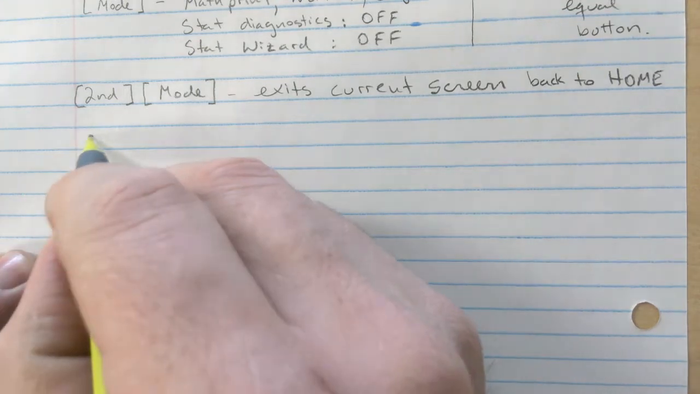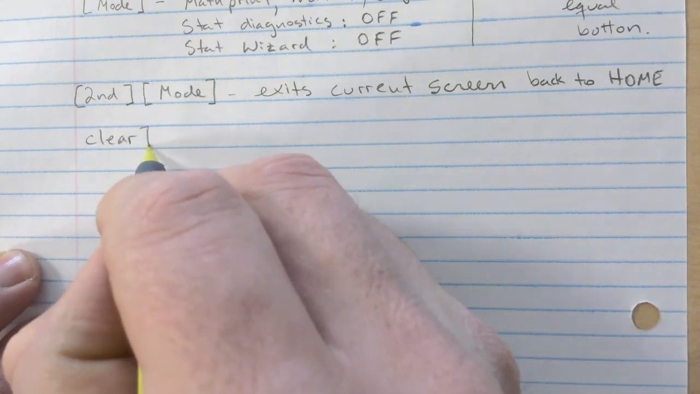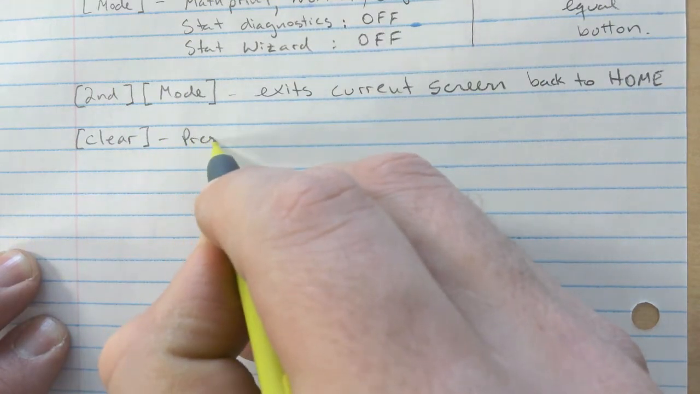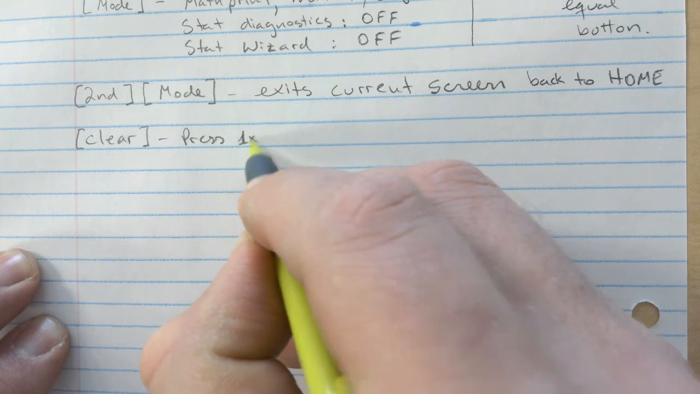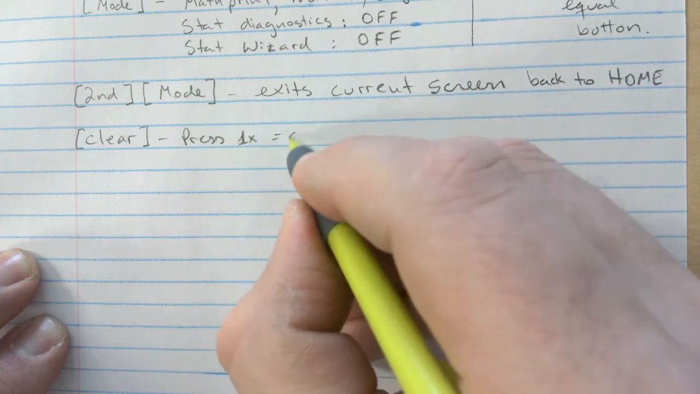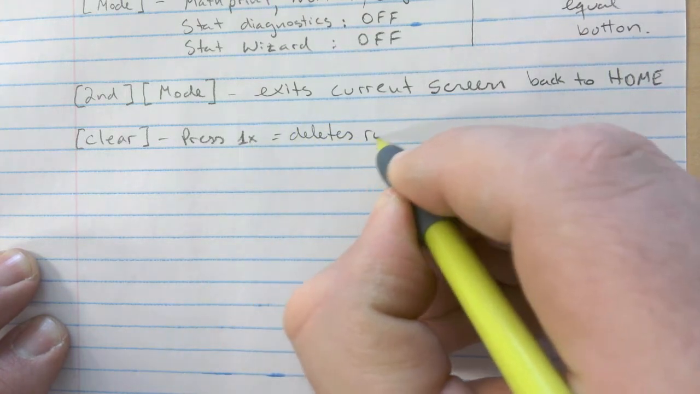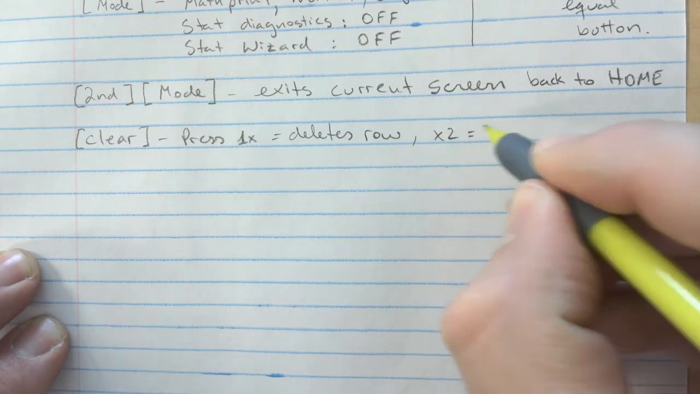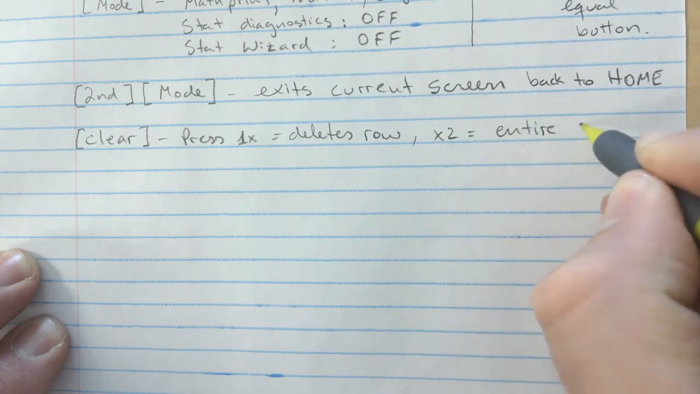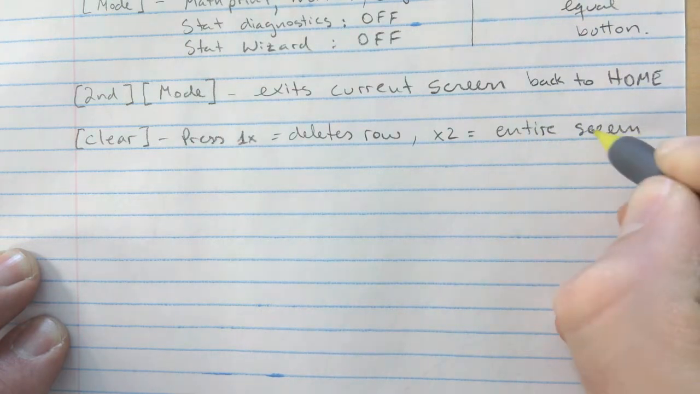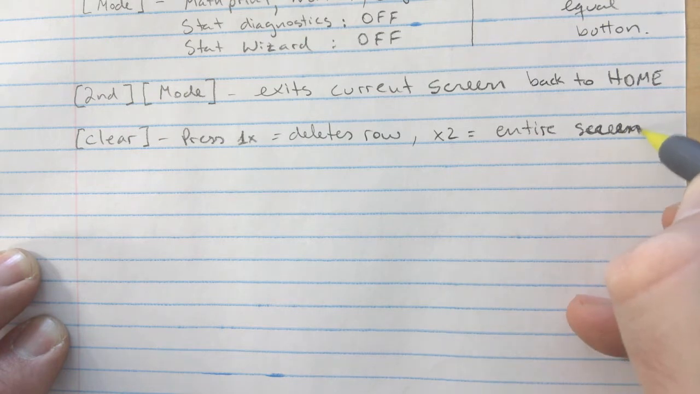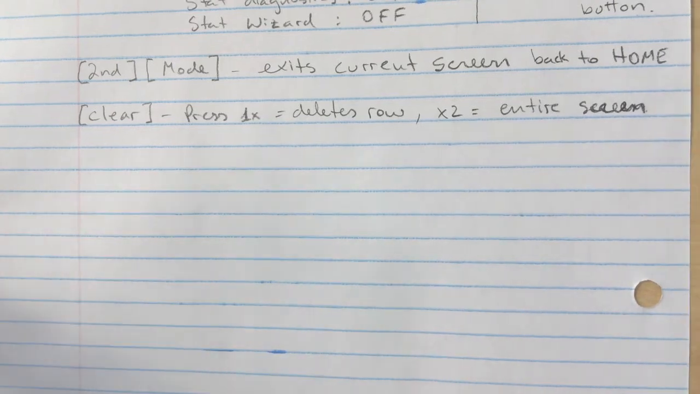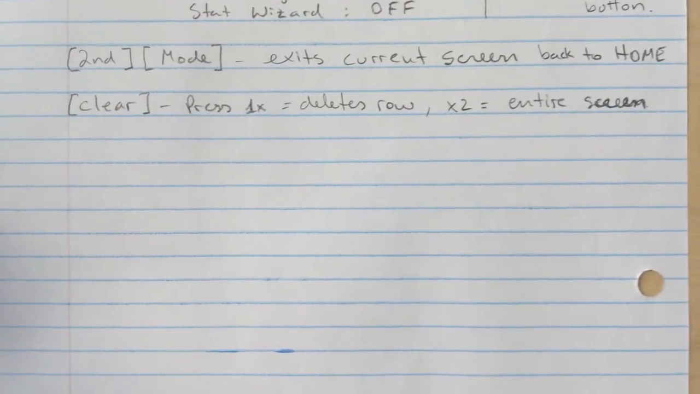Okay, so clear, obviously. Press once, one time, that deletes a row. If you go times 2, entire screen. Okay, that's that. Sorry, I'm noticing that it's kind of crooked there.